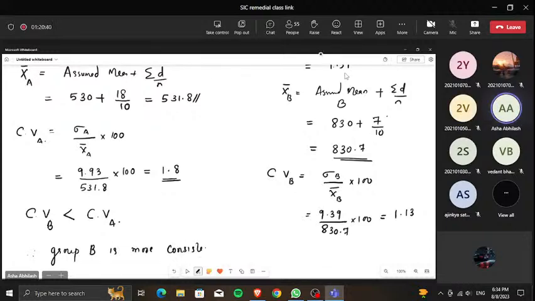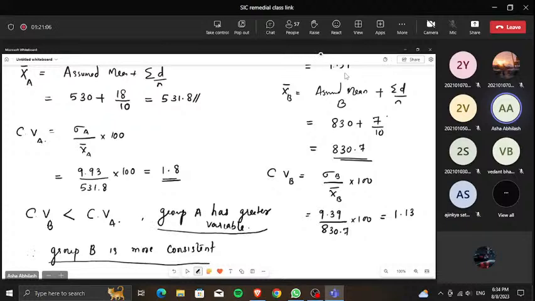Here, what is the question? Greater variability. So if it is greater variability, then group A has greater variability. Less variable is group B. If the group is less variable, then it will be more consistent. So this was additional data. The answer to our question is this, because this value is more, so it has greater variability.